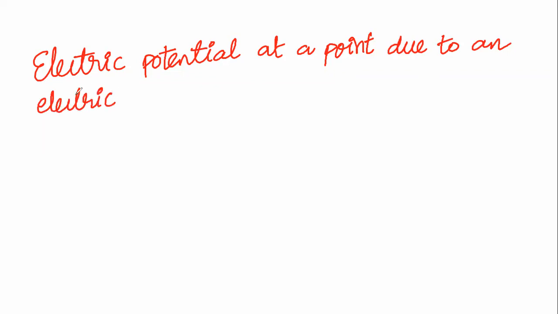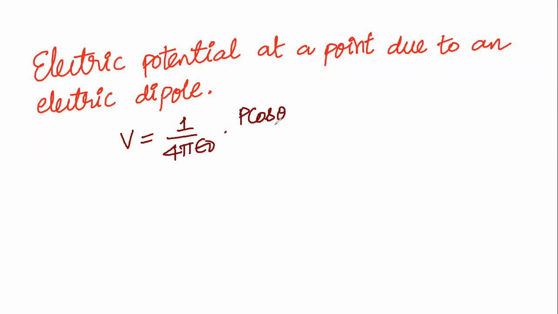Zero potential point. Electric potential at a point due to an electric dipole: V is equal to 1 by 4 pi epsilon naught into P cos theta divided by R.